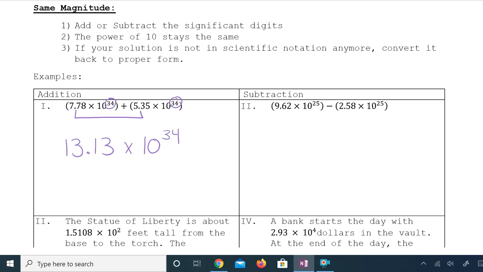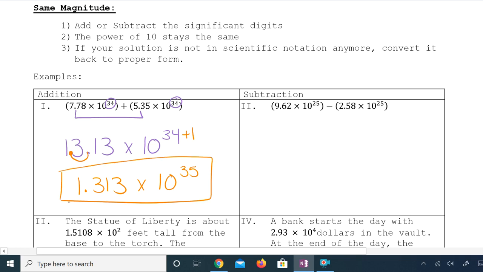Now, looking at that, we should notice that 13 does not fall between 1 and 10, which means that I am going to need to move my decimal one place over so that I get 1.313. And if I'm swinging my decimal one place to the left, I need to add 1 to my exponent. So we have times 10 to the 35th. And that would be your solution to your original addition problem.